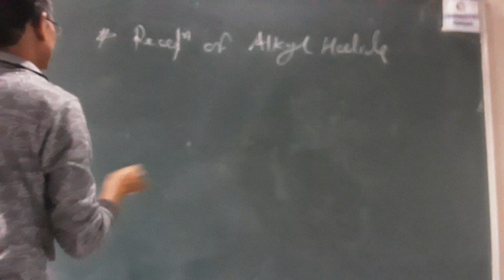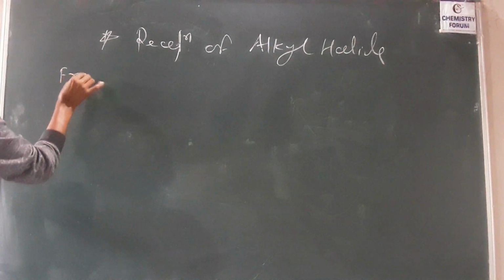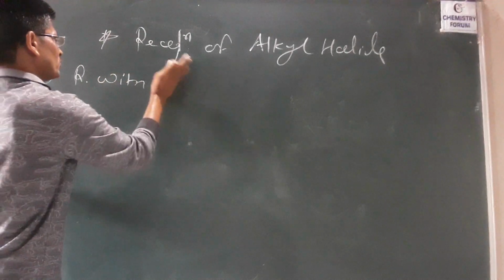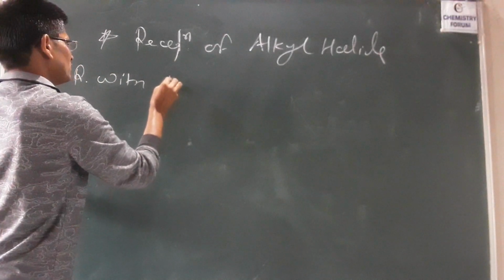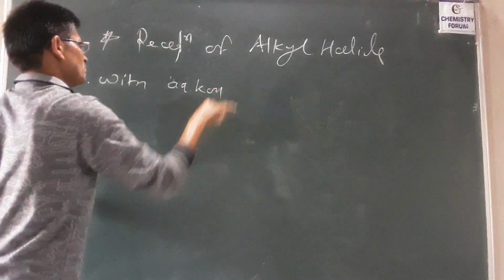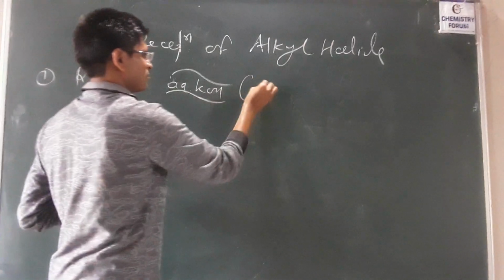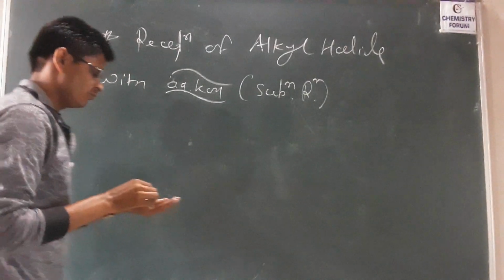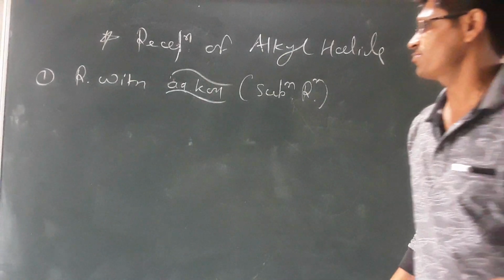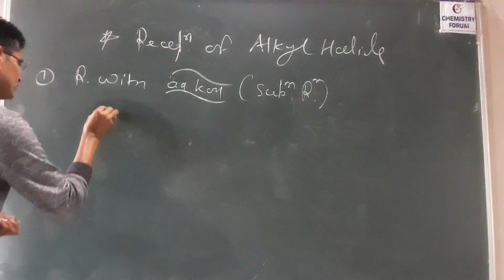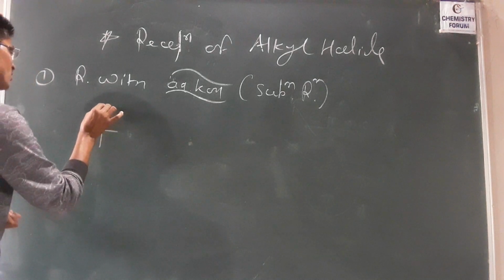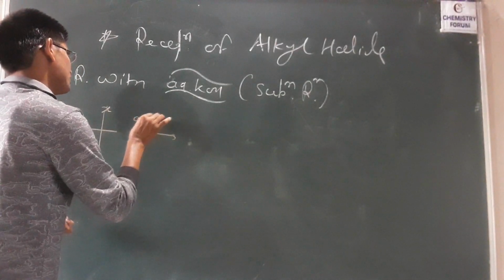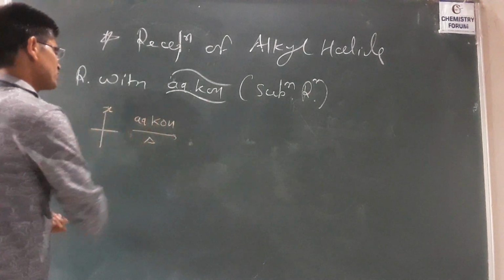So here the first reaction is the reaction of alkyl halide with aqueous KOH. Aqueous KOH is used for substitution types of reactions. This is a very important reaction. We have an alkyl halide, and it is reacted with aqueous KOH, potassium hydroxide.